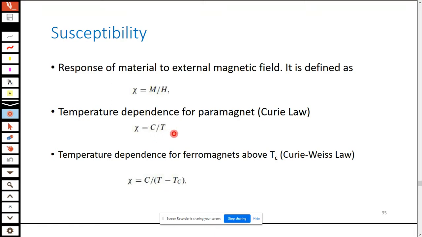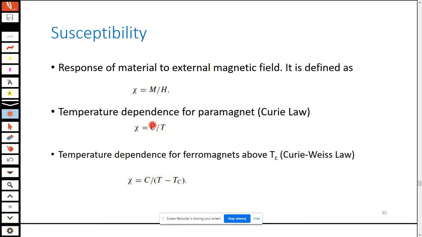And what is interesting about the susceptibility is that it is one of the parameters which will decide, or which shows, whether the material is paramagnetic or diamagnetic or ferromagnetic. So we will see how the susceptibility can be used to distinguish between these materials, different magnetic ordering.